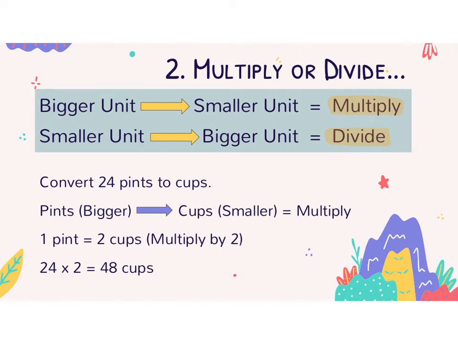So we have an example down below. It says to convert 24 pints to cups. Pints is a bigger unit, and we're moving to cups, a smaller unit, so we will multiply. On our conversion chart, we see that 1 pint equals 2 cups. So we will multiply our 24 pints by 2, and that equals 48 cups.